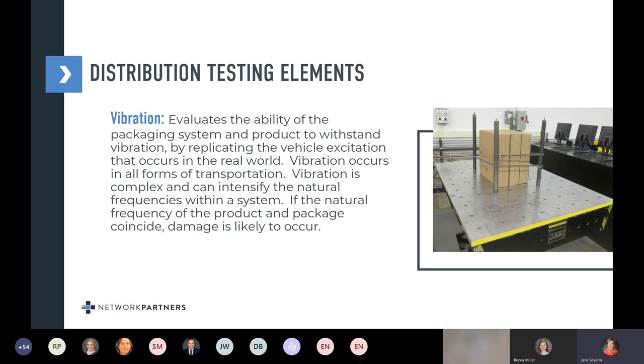If you consider that thousands of field measurements and compilations go into developing a PSD, or power spectral density profile, which allows, in a condensed period of time, to test your product and simulate all forms of vibration in the distribution environment.